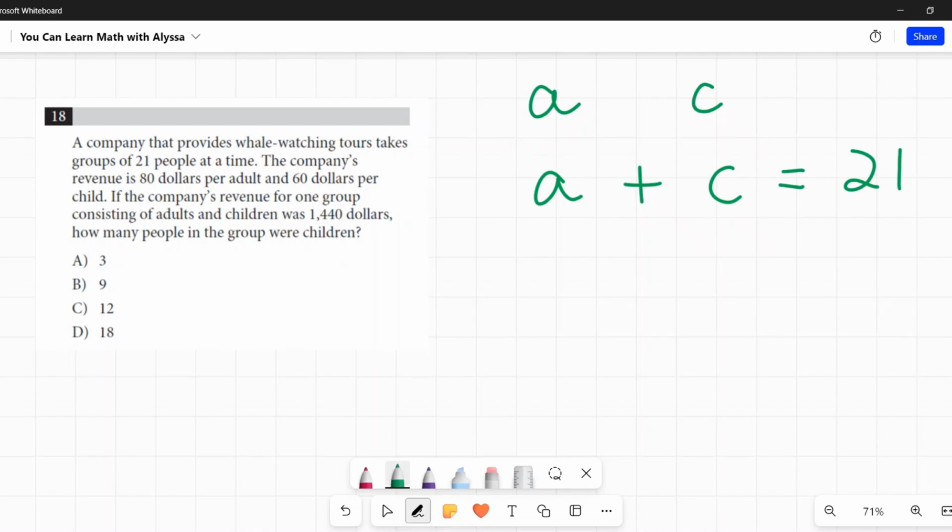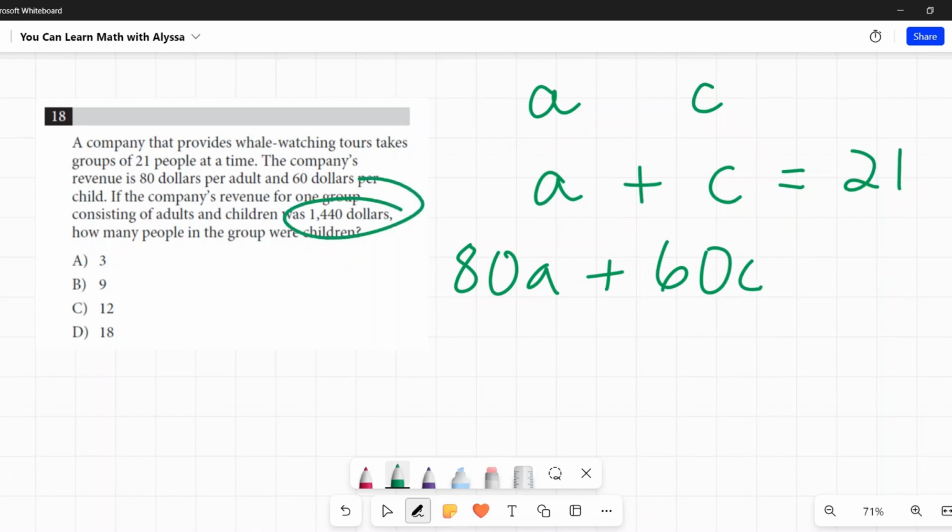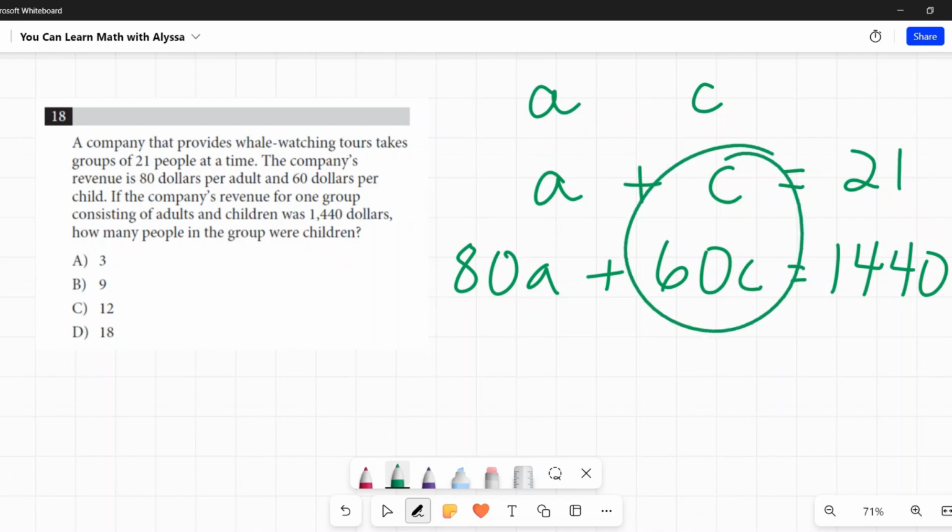Now it's $80 per adult and $60 per child. And I said that together their revenue was $1,440. So when they added all that up, they got $1,440. How many people in the group were children? Okay, so I'm wanting to solve for C.